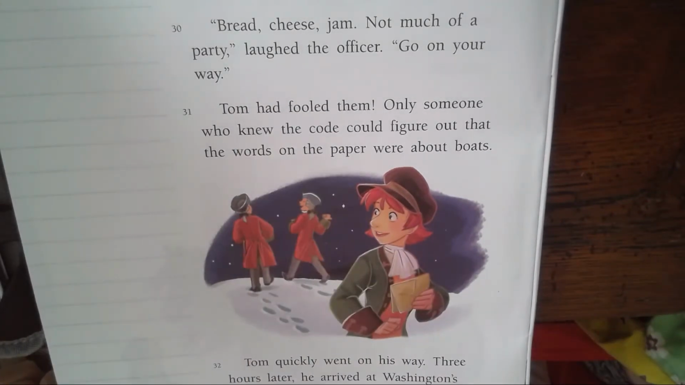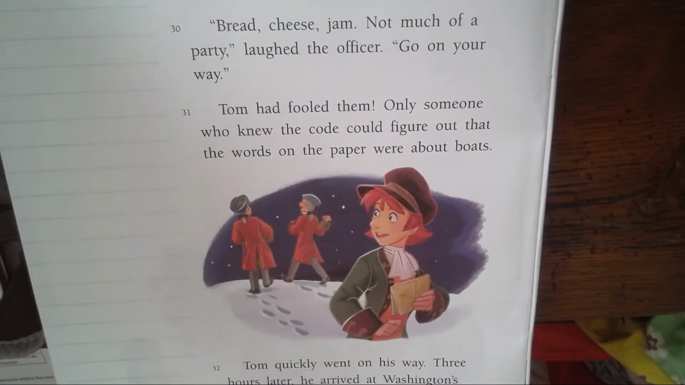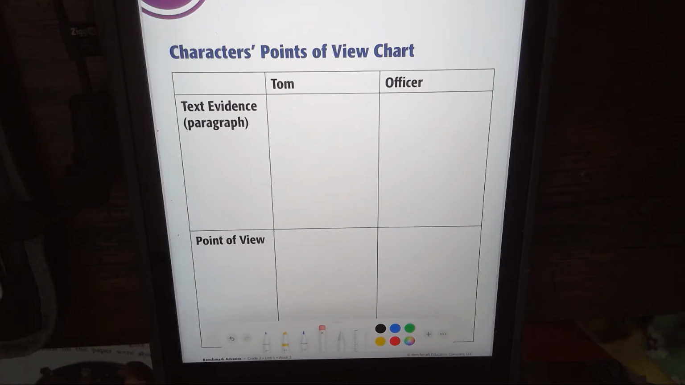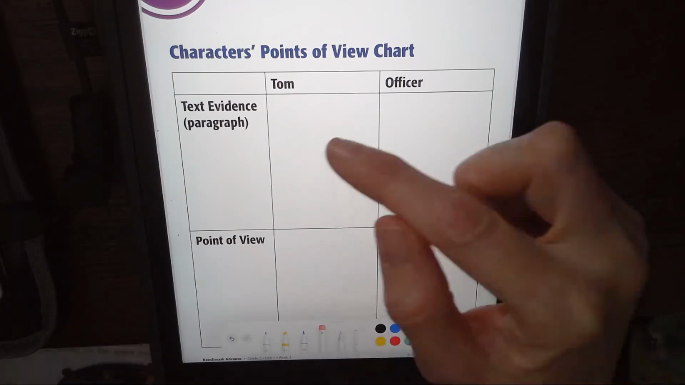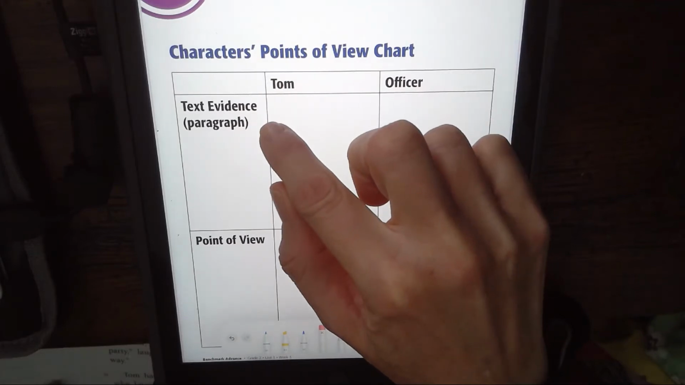Only someone who knew the code could figure out the words on the paper were about boats. He is feeling happy and relieved because he came up with a quick excuse as to what was on that piece of paper. And in Tom's point of view, jam is a very important thing because it's actually a secret message that he's trying to get to General Washington. So he's thinking that this list is very important. So those are some thoughts that I'm going to write down here. I'm going to cite paragraph 31.